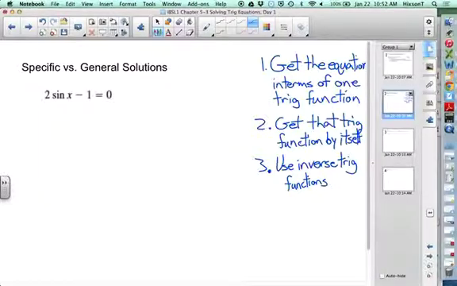So, as we look at our example here, we only have one trig function to begin with. Alright, so we're on to step 2. What I want to do is get sine of x equal to something, so sine is by itself. If I did this with the algebra, obviously I would add 1. So I'd have 2 sine of x equals 1. Then I would divide by 2. So sine of x equals 1/2.